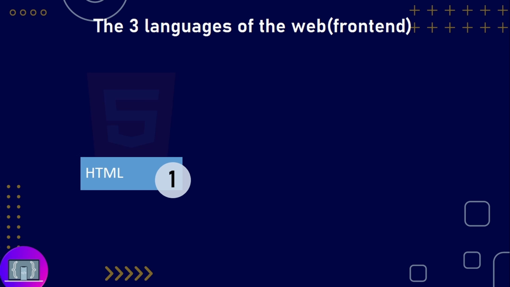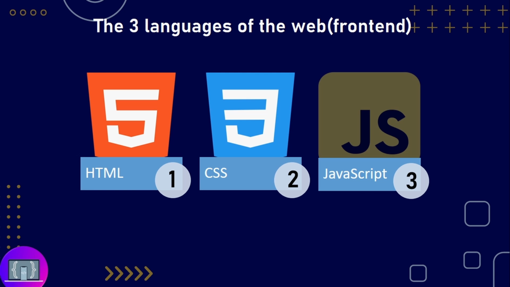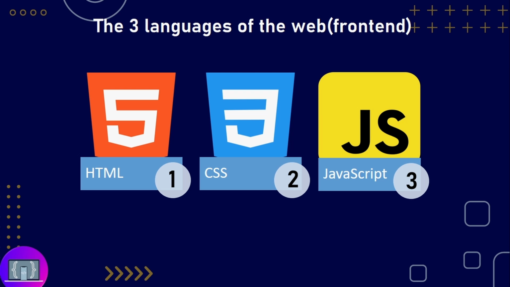Every website or web application is powered by three main technologies: HTML, CSS and JavaScript. This tutorial series has a focus on HTML and CSS, and the next tutorial series is going to be a tutorial series on JavaScript.